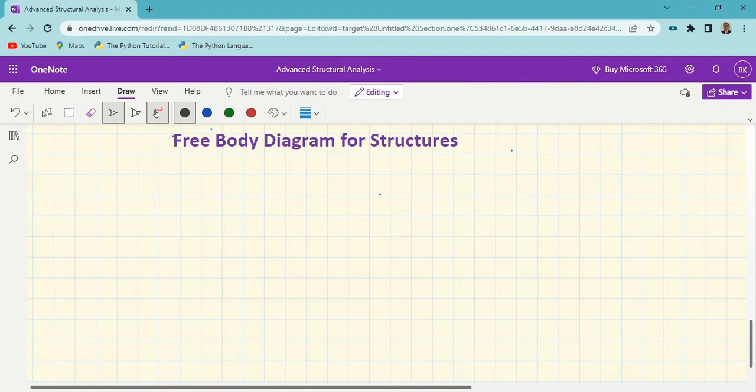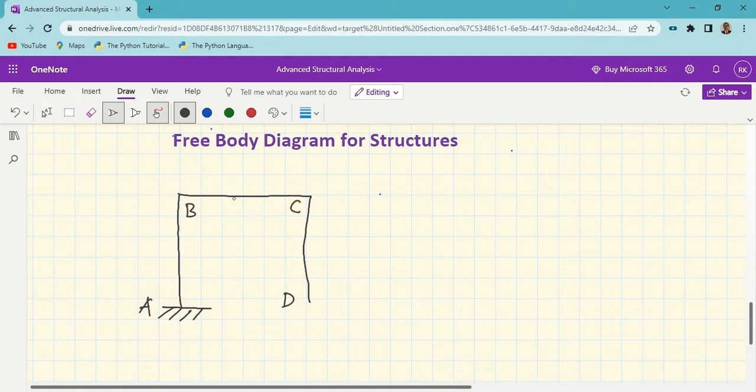Let us say one simple structure we'll take into consideration is a frame, portal frame, which is fixed at this end. We'll call this end as A, and which is free at the other end. Let us say this end is free for the portal frame. We'll call this joint as B, this joint as C, and this joint as D. And let us say this frame is applied with a load of, let us say, 10 kilonewtons at joint B.